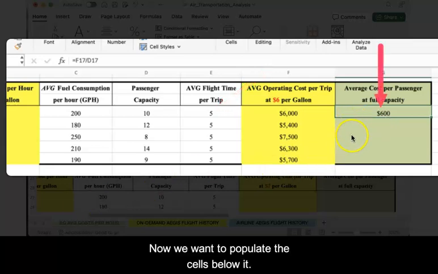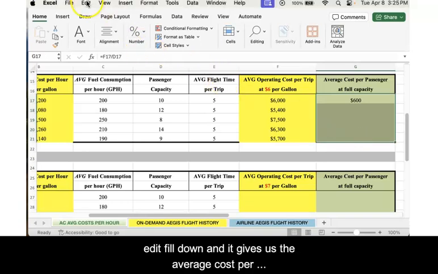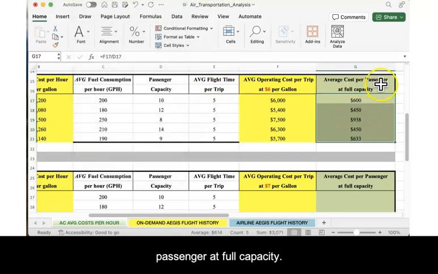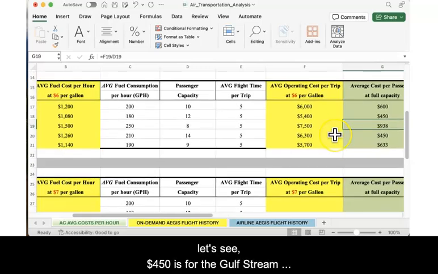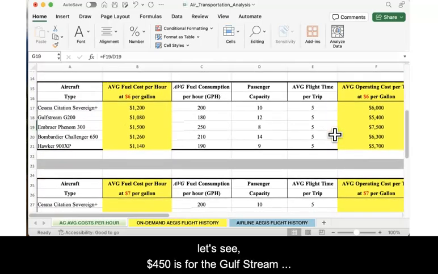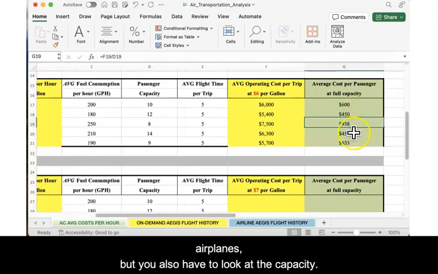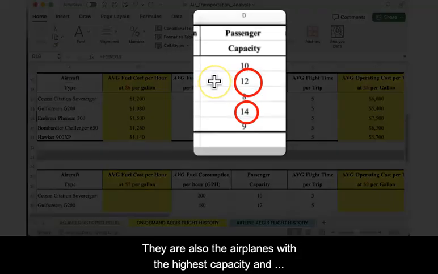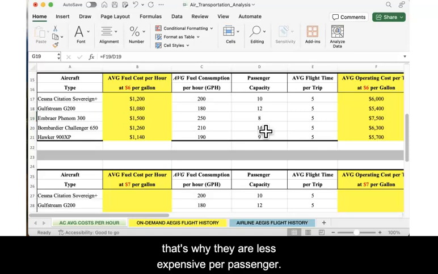Now, we want to populate the cells below it. So we'll click and hold, shade down, release, and then go to Edit, Fill Down. And it gives us the average cost per passenger at full capacity. And just a quick look, it looks like, let's see, $450 is for the Gulfstream and the Challenger. So you already know the lowest cost of the two airplanes, but you also have to look at the capacity. They are also the airplanes with the highest capacity, and that's why they are less expensive per passenger.